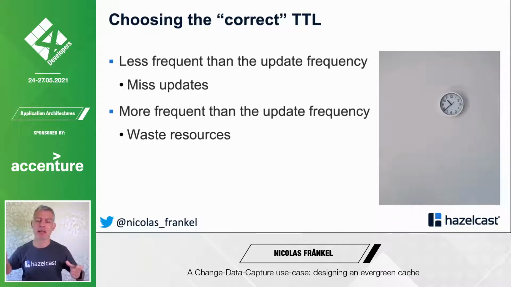On the opposite side, if we still have our hourly batch, but our time to live is 30 minutes, that means that after 30 minutes, we will invalidate the entries, and we will get the data from the source of truth, which will be the same. So we will waste resources. So you can say, oh, but it's very easy. You just set it at the hour.